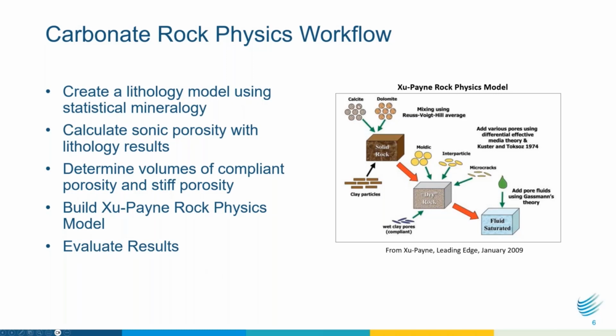So here's the Geopain model. You mix your minerals and you build a solid rock model using the Voigt-Reuss-Hill average. And then you put your porosity in and your combination of moldic, reference, and cracks, microcracks. And that's one of the things that makes the Geopain model unique. And then if you have any wet clays, you put the clay volumes also in the dry rock, and you add the various pores using the differential effective medium methodology.